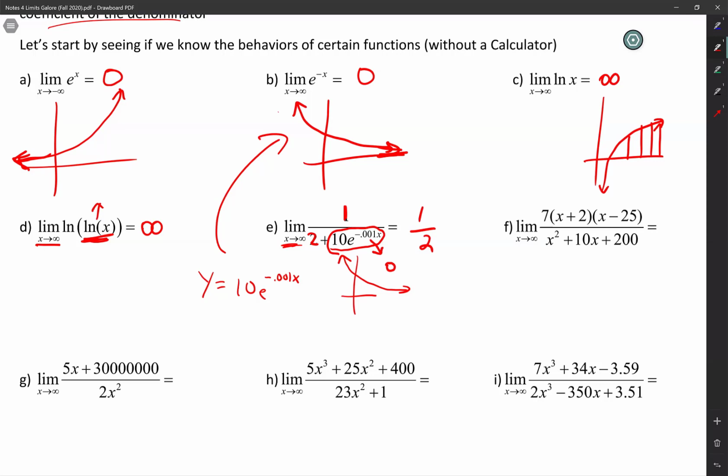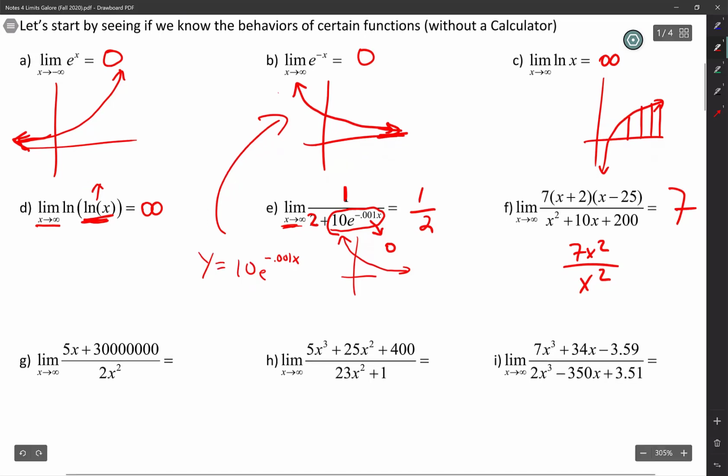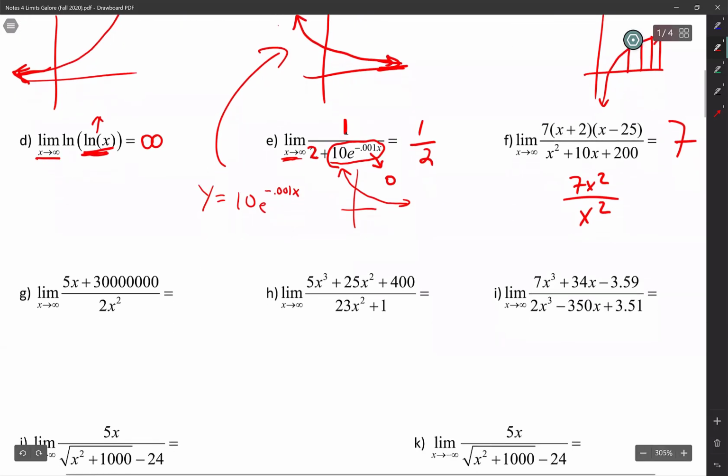All right, letter F. Check it out. You guys have done this. You just care about end behavior. It's a rational function. The numerator is 7x squared and the denominator is x squared. I'm approaching 7. Done. Oh man, I should have made some of these negative infinity. Oh well, that's fine.